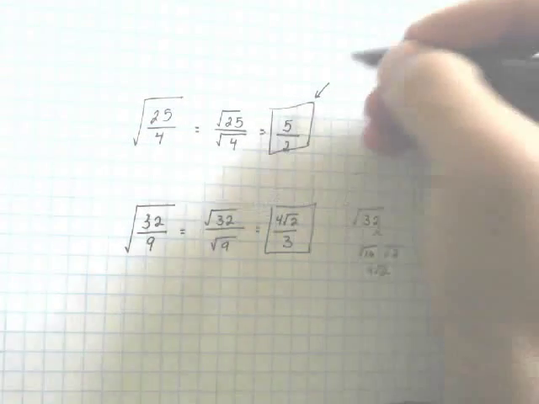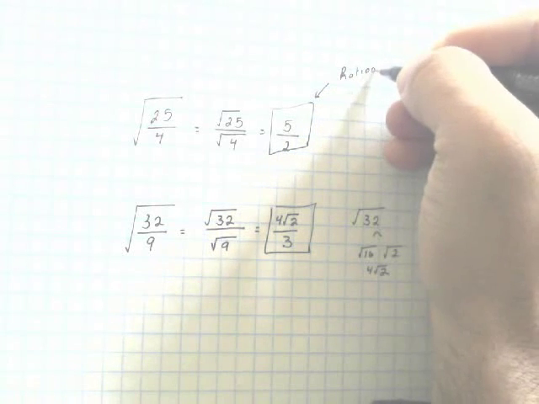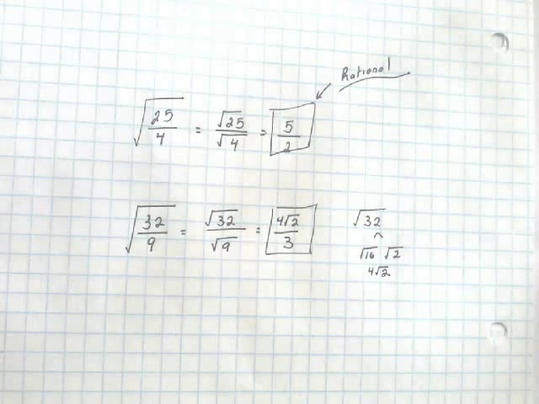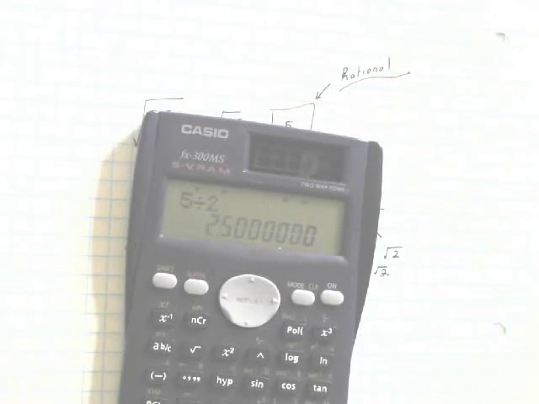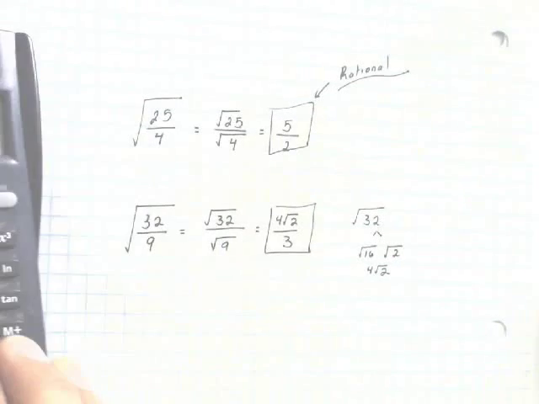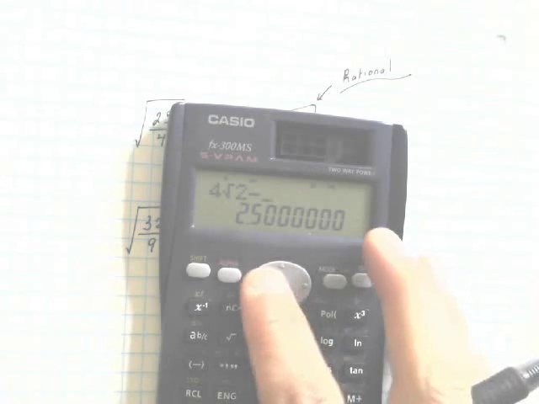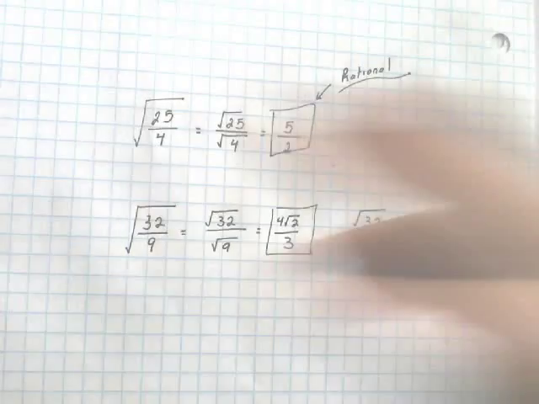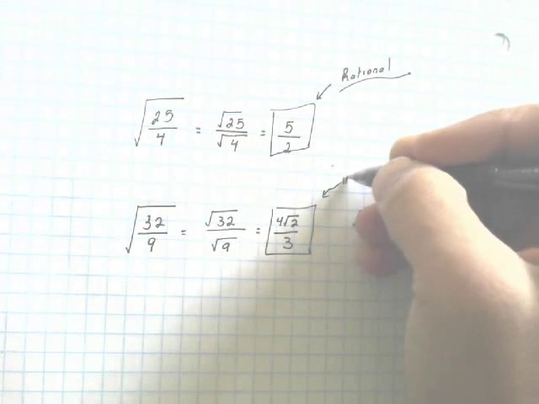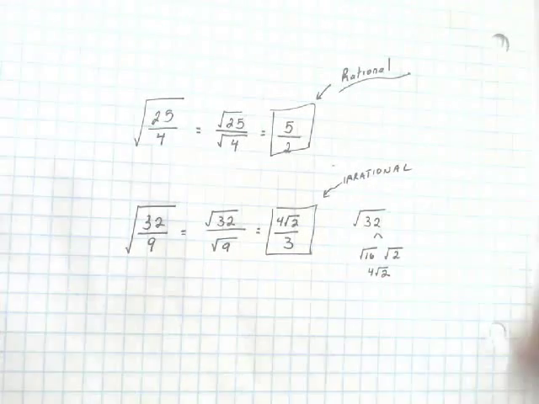It's important that we realize that this answer is rational. It is in exact form. If I take 5 divided by 2, I get 2.5, a nice, neat decimal. Whereas if I take 4 square roots of 2 divided by 3, I get a really, really ugly decimal. This is irrational, and largely in part because my final answer still has a radical in it.